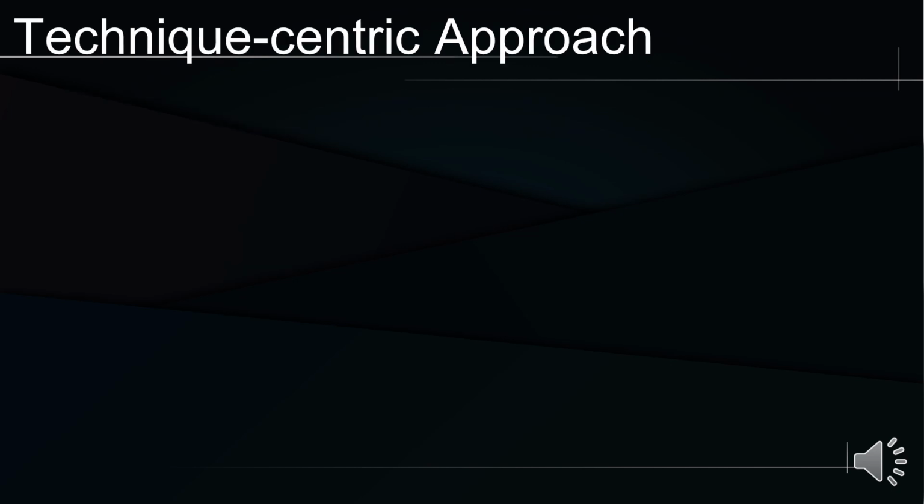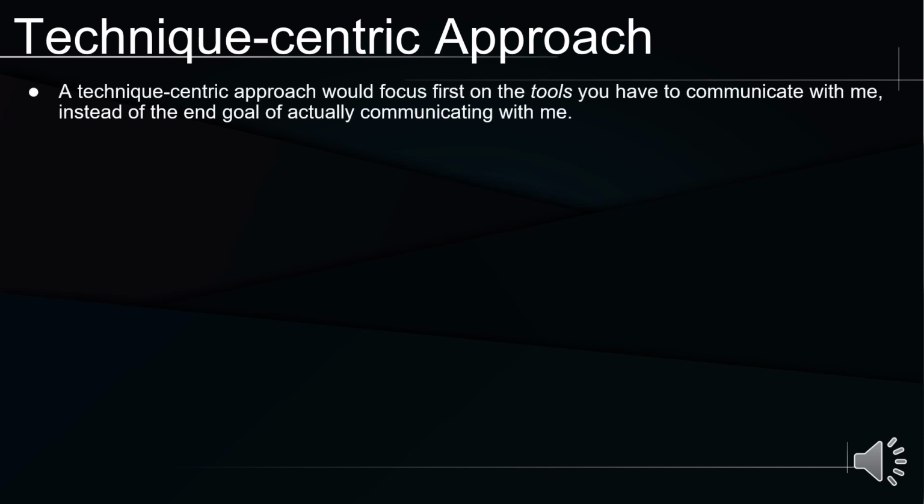So, a technique-centric approach to the problem of needing to communicate with me might look like this. It would focus first on the tools that you have to communicate with me. And I just told you about what those four tools were on the previous slide, right? You'd focus on those tools instead of the end goal of actually successfully communicating with me.